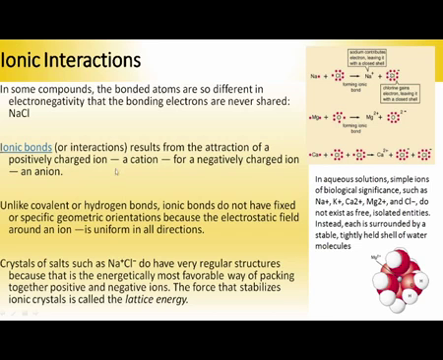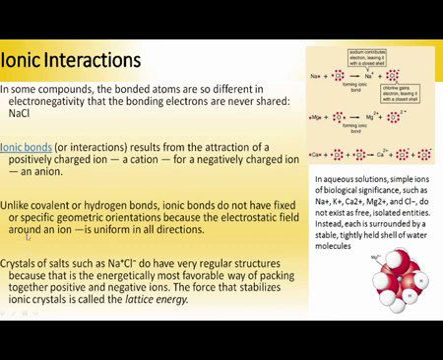So, the ionic bond or ionic interaction results from the attraction of a positively charged ion, which is in this case sodium, or magnesium or calcium, called a cation, for a negatively charged ion, which is called an anion. For example, in this case it could be chlorine or oxygen, or chlorine again for this calcium.